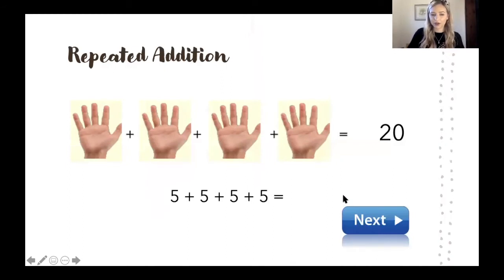So what I've done, I've laid out my hands again. So I've got this group of fingers, this group of fingers, this group of fingers, and this group of fingers. I know I've got 4 hands, and on each hand, I've got 5 fingers to count. So I've got 5 plus 5 plus 5 plus 5. Now to work this out, I could count up in my 5 times tables, 4 times: 5, 10, 15, 20. My answer is 20.